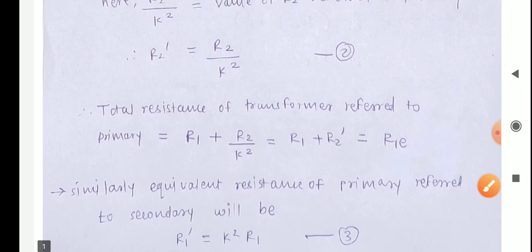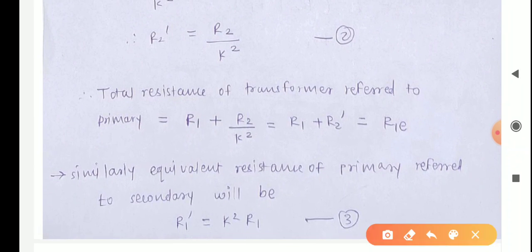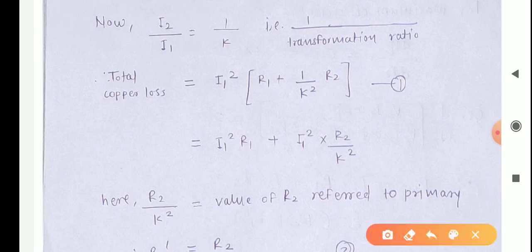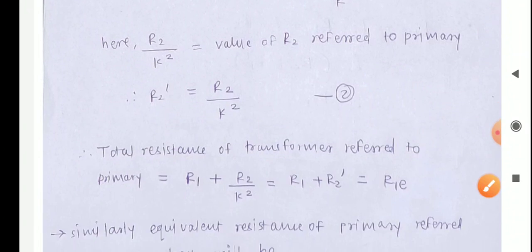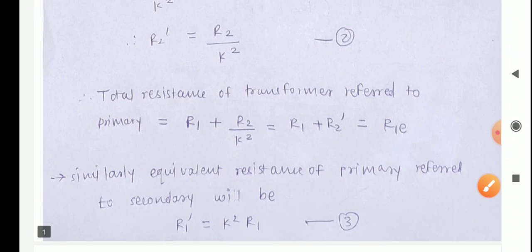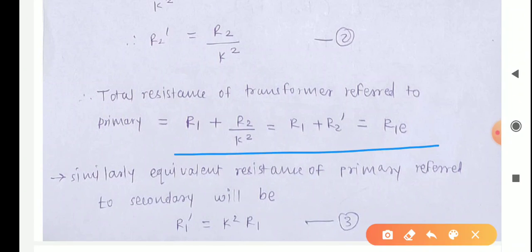Therefore, the total resistance of the transformer referred to primary will become R1 plus R2 by K square, that is R1 plus R2 dash, that is R1E. That means this bracket is R1E, the equivalent resistance of the transformer referred to primary, which is represented here. Now similarly, the equivalent resistance of primary referred to secondary can be calculated.